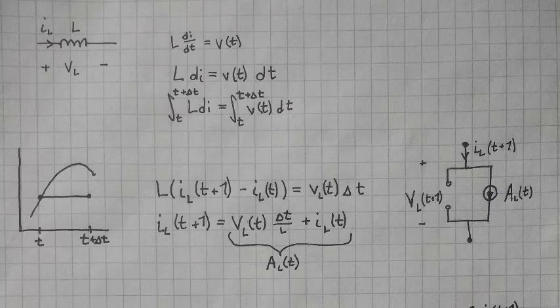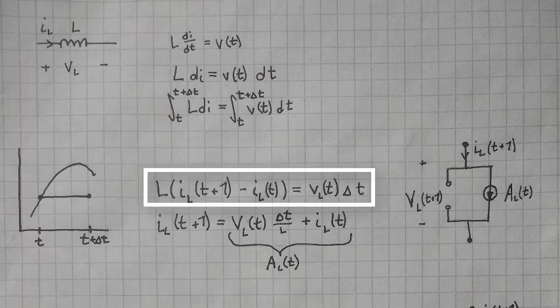We can evaluate this integral using Euler's forward approximation by assuming that the value from time t to time t plus delta t is constant. With this assumption, we can calculate the approximate value of this curve over this time length. By using the value at t times the length delta t, we have our approximation for the Euler forward method of the integral from t to t plus delta t. This gives us the equation L times I of L of t plus 1 minus I of L of t equals V of L of t times delta t.